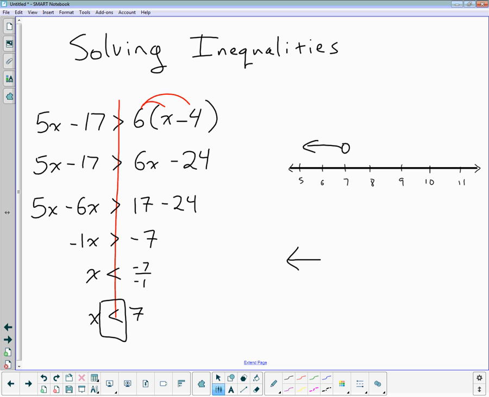Now, there are two kinds of inequality symbols, one with a bar and one without a bar. Neither one of them have earbuds. Thanks. Okay.